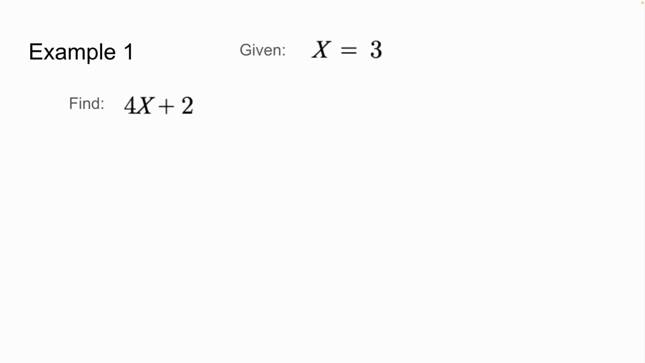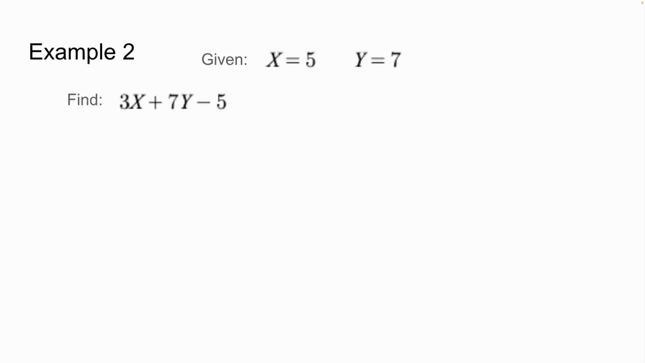Now let's do some practice. So, given that x equals 3, we need to find 4x plus 2, very similar to the one I showed you earlier. So, again, we replace the x with a 3, and it becomes 4 times 3 plus 2. Now, remembering PEMDAS, we know that we're supposed to multiply first and then add. If you don't know PEMDAS, you can check out my video on that. So we get 12 plus 2, which is simply 14.